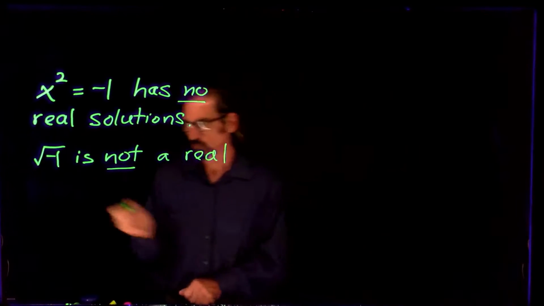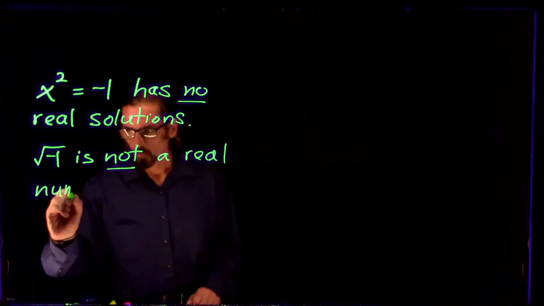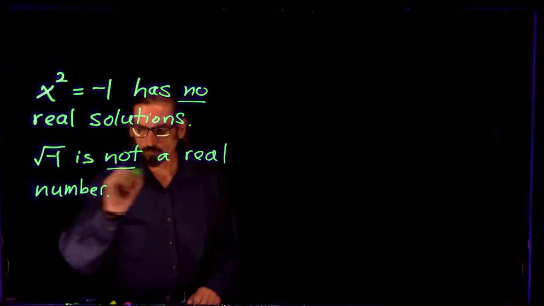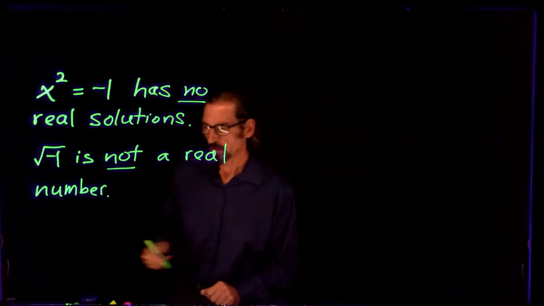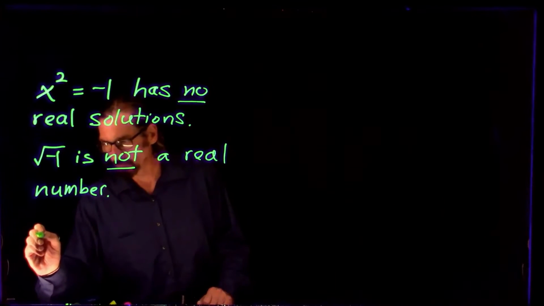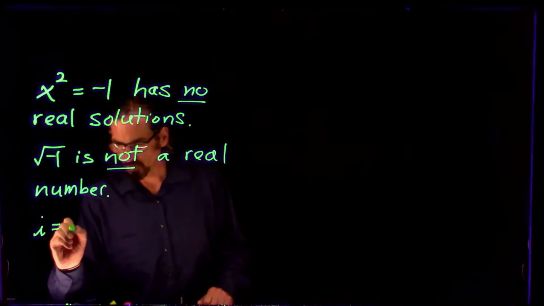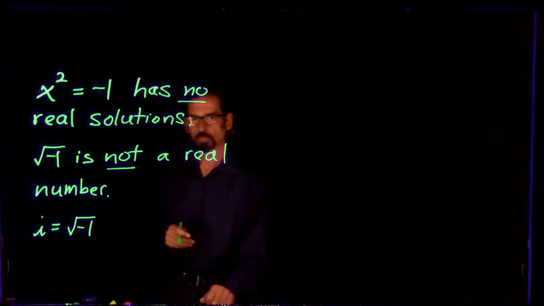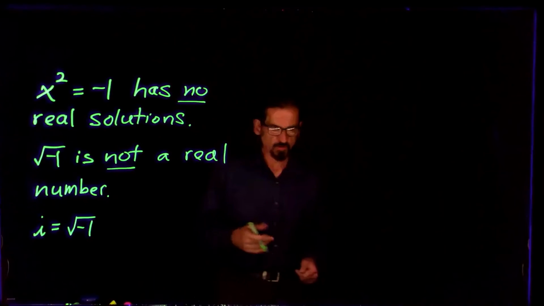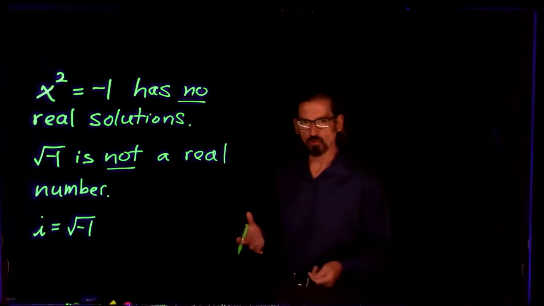However, in this video, we're going to define a new number, a non-real number, i, the imaginary unit, to be the principal square root of -1. And this imaginary unit, again, it's not real.